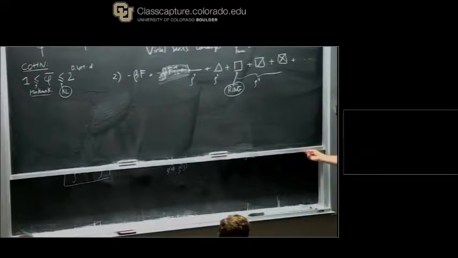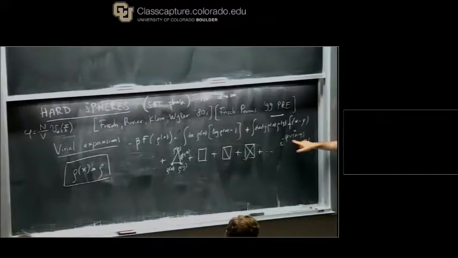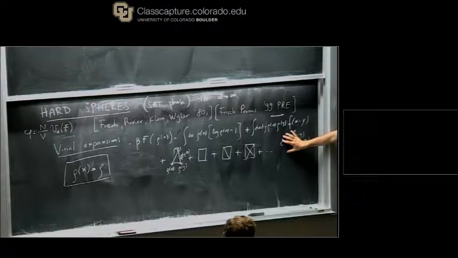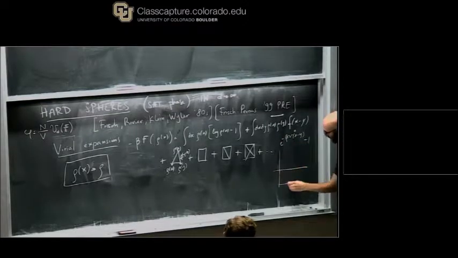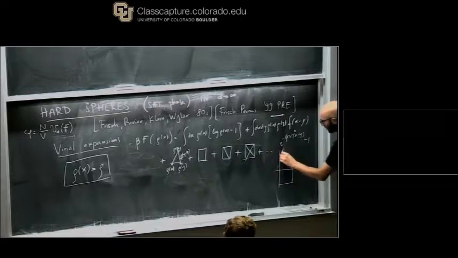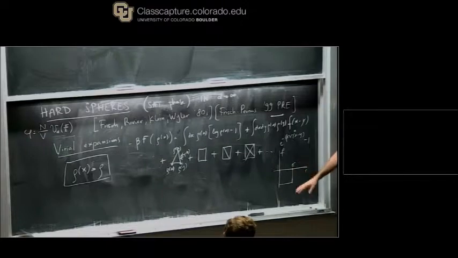because the Mayer function is exponential of minus beta v minus 1. So if v is 0, which happens when they don't touch, e to the minus beta v is 1, and the Mayer function is 0. If v is infinity, which happens when they touch, this is 0, and the Mayer function is minus 1. So if you want the Mayer function in this form for our spheres, it's minus 1 when they touch.